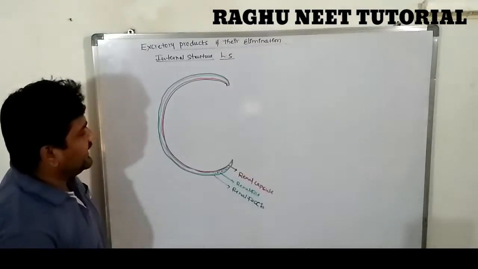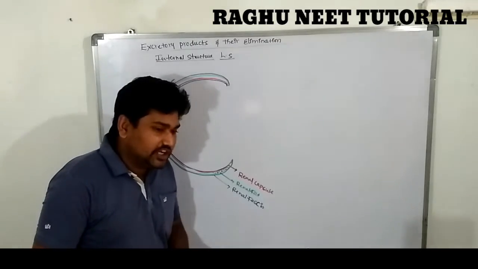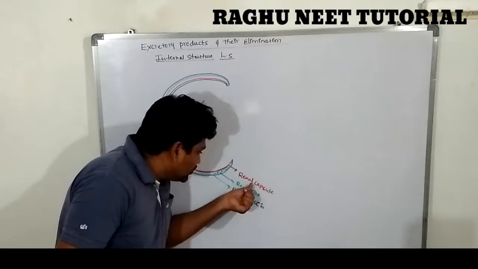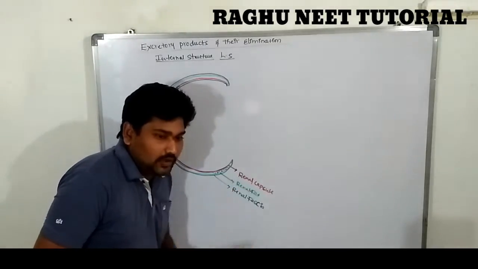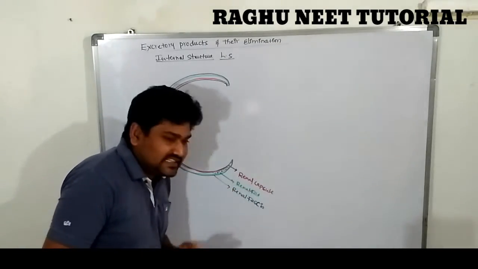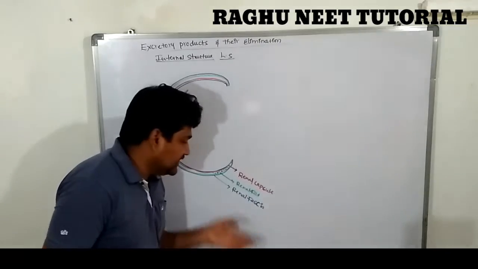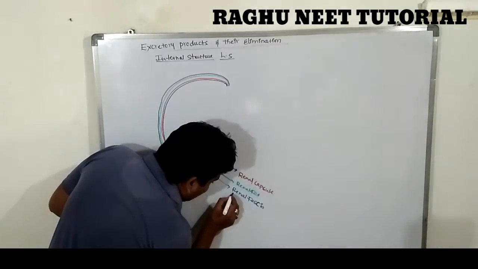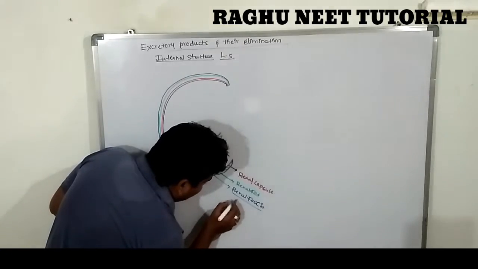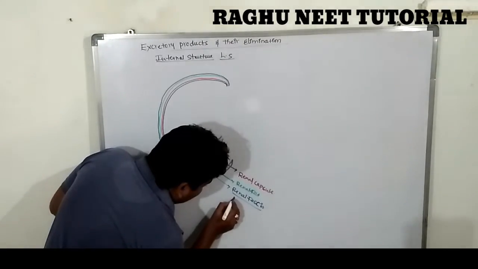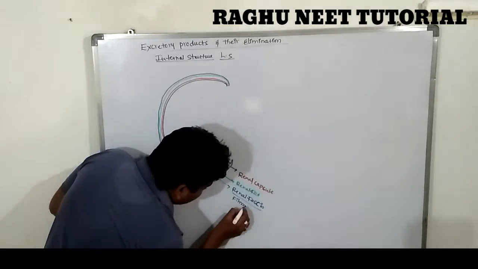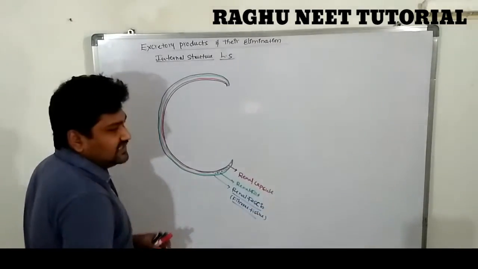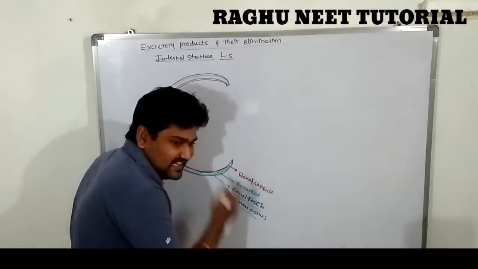So the kidney is completely covered by three protective membranes, from inner to outside. The innermost layer is the renal capsule, the middle layer is the renal fat, and the outermost layer is the renal fascia. The outermost layer is very hard. It is made up of fibrous tissue.